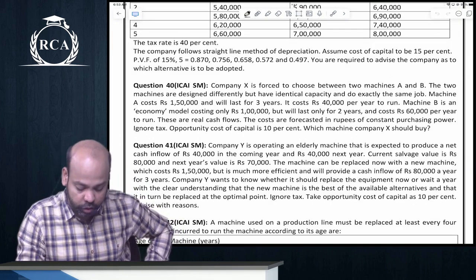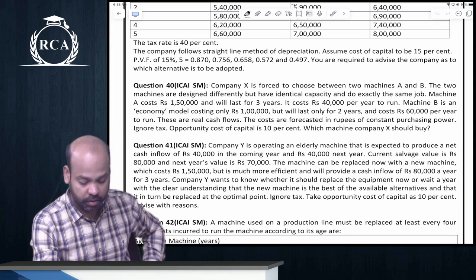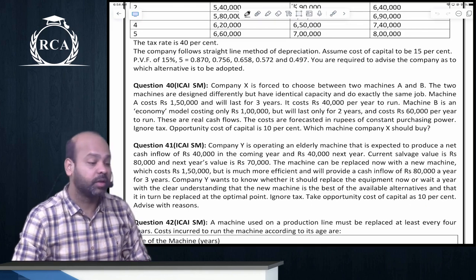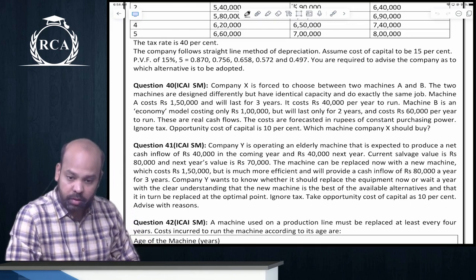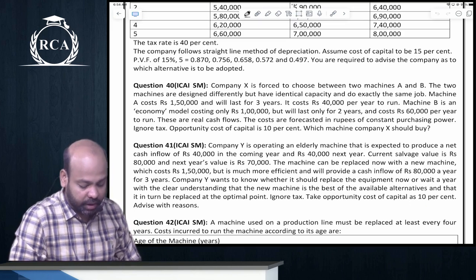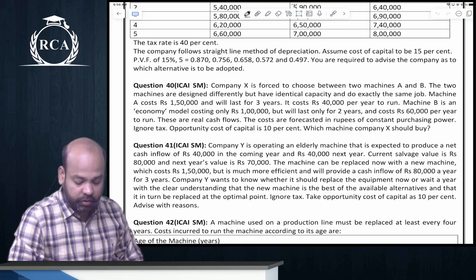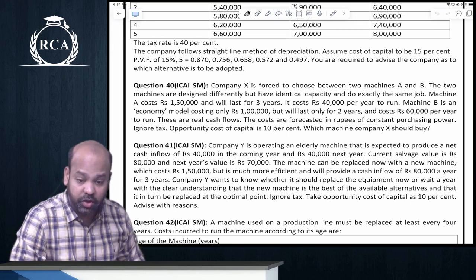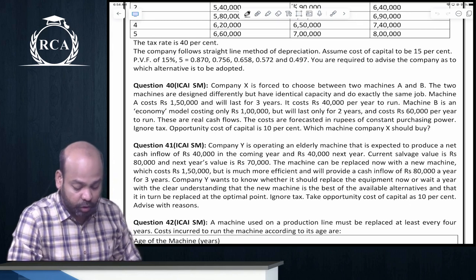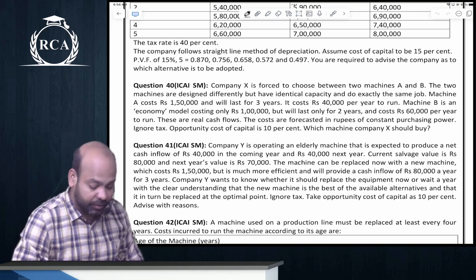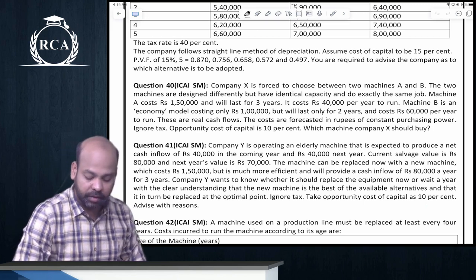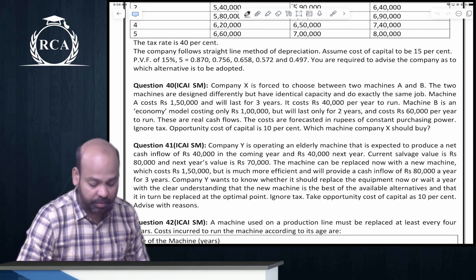Company X is forced to choose between two machines A and B. The two machines are designed differently but have identical capacity and do exactly the same job. Machine A costs rupees 1,50,000 and will last for 3 years. It costs rupees 40,000 per year to run. Machine B is an economy model costing only rupees 1 lakh but will last only for 2 years and costs rupees 60,000 per year to run.